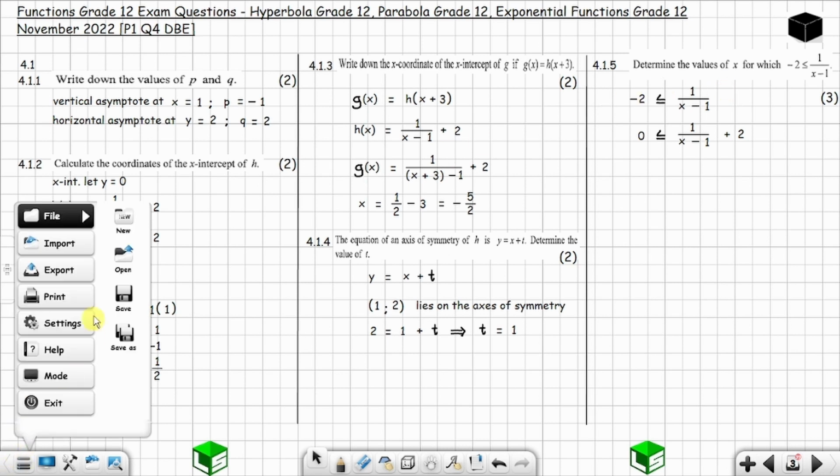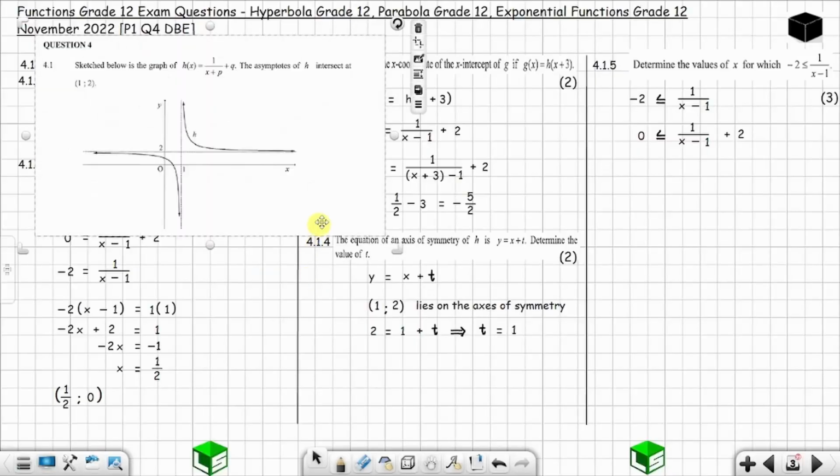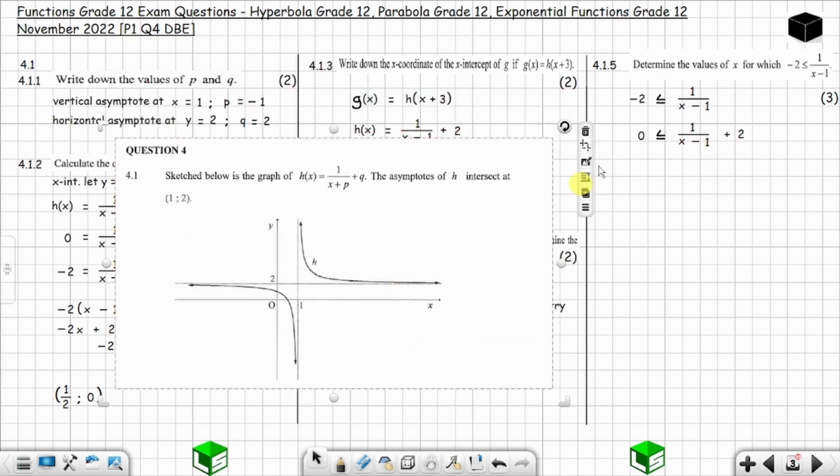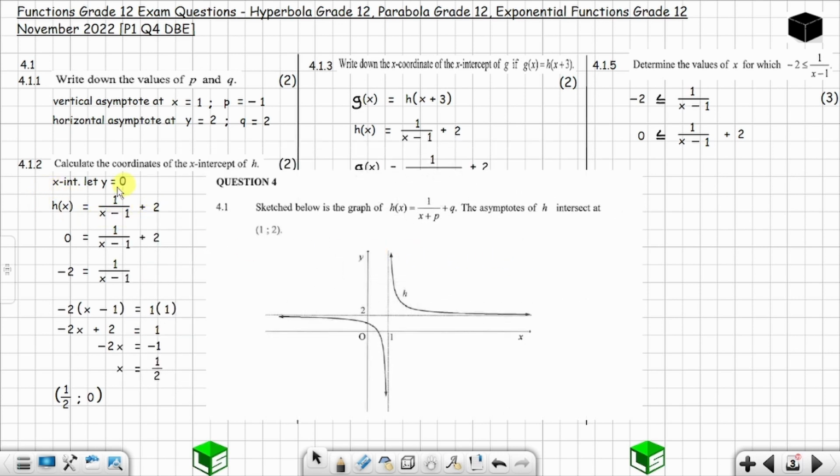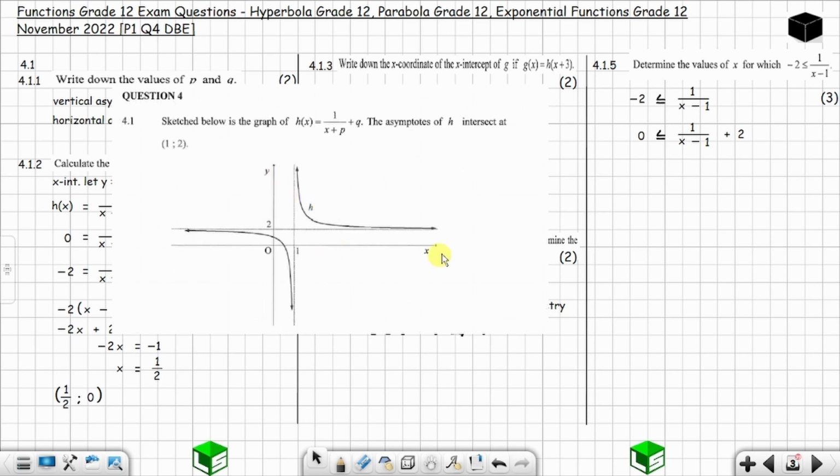Let me get the graph of h from the question. It's question 4.1. So this is the graph of h. Now the question is, when h is greater than or equal to 0, determine the values of x for which this is greater or equal to 0. If you read from right to the left, you have the graph of h is greater than or equal to 0. You can see this is the equation of the graph of h. It's the same, and you have it drawn here. Can you determine the values of x? Where is the graph greater than or equal to 0? The graph is equal to 0 when it's cutting or when it's touching the x-axis.